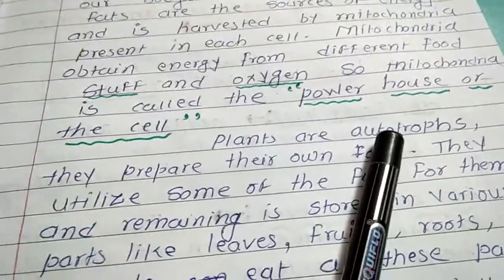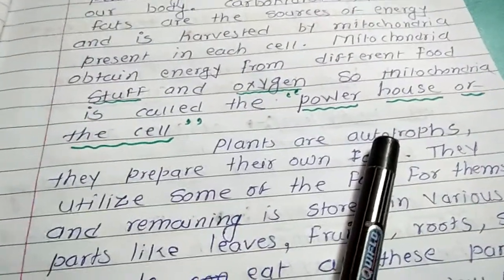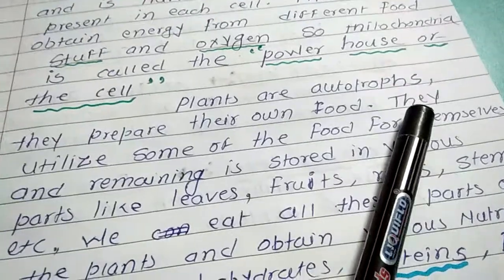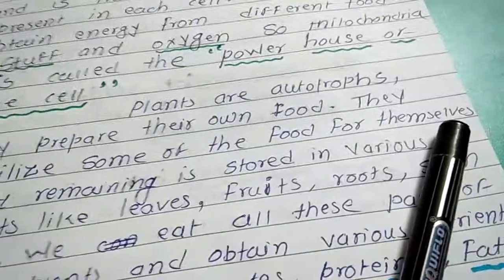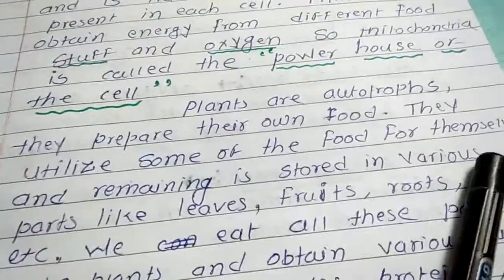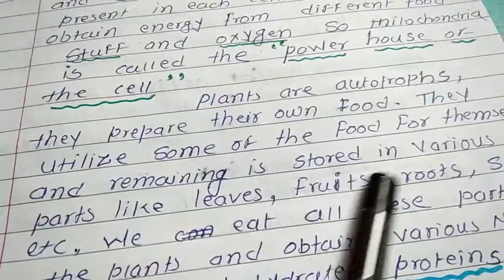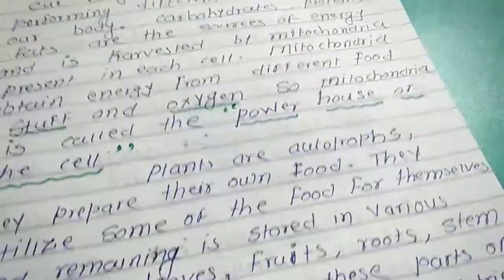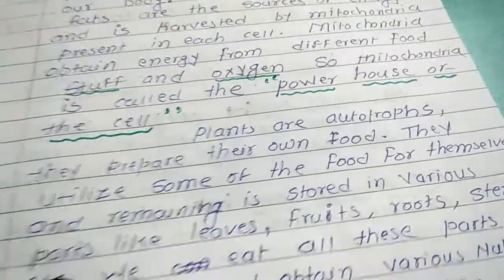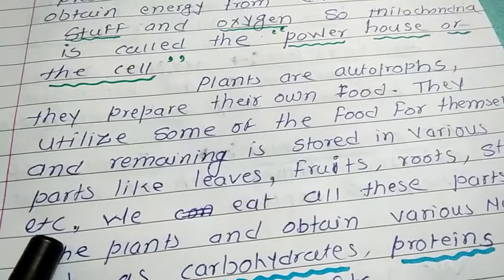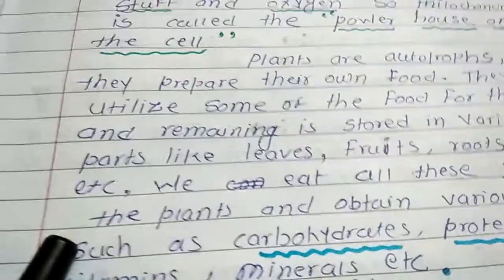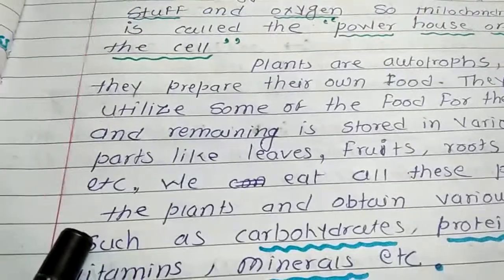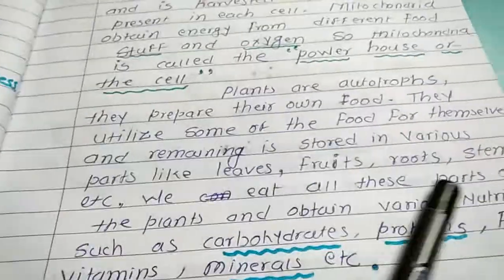They prepare their own food and utilize some part of the food for themselves, and the remaining part is stored in various parts of the plant, like leaves, fruit, root and stem. The food is stored in different parts of the plant, and we eat all these parts of the plant.